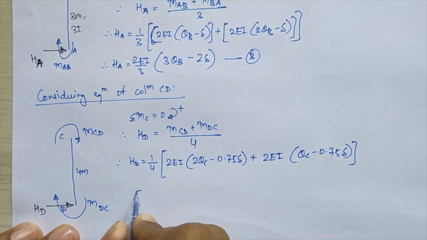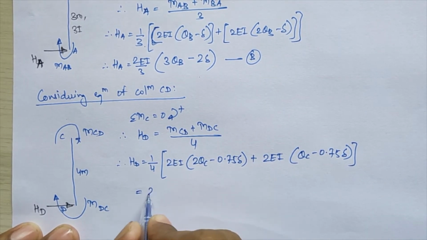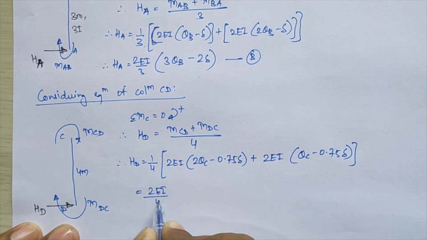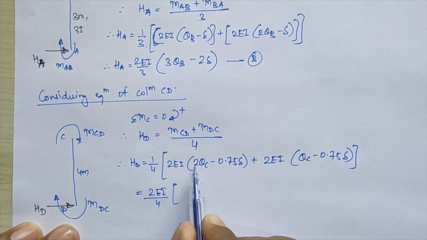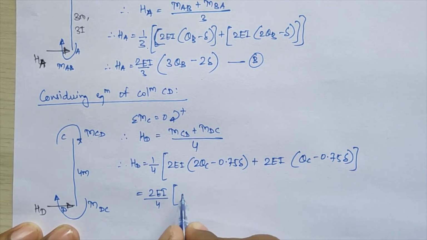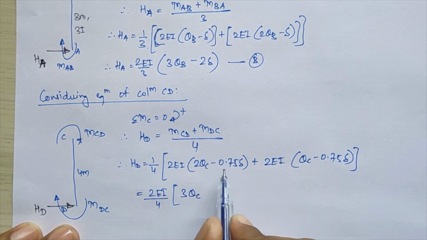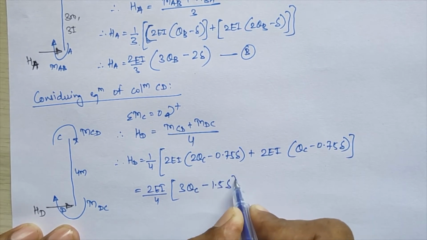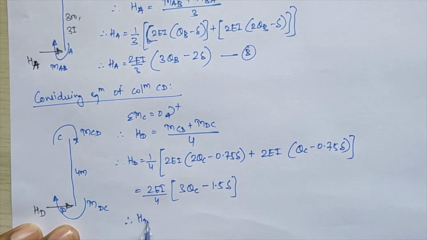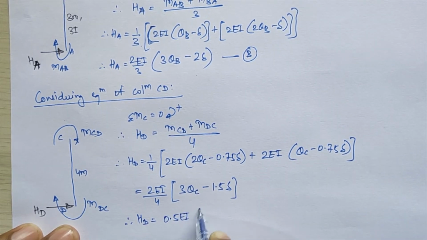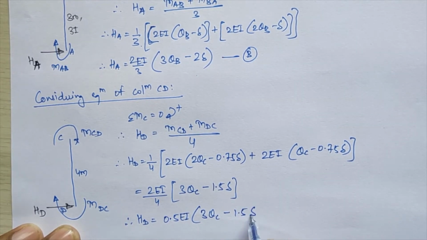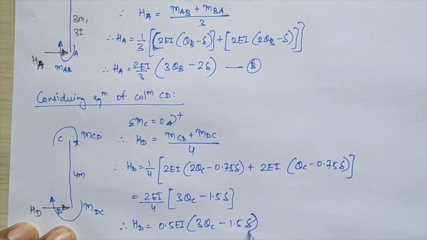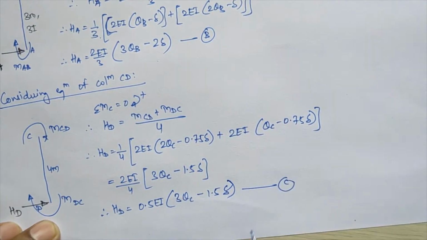If we simplify this, again I'll take 2EI common from this, so I'll get 2EI divided by 4 into bracket 2 theta C plus theta C, I'll get 3 times theta C, right, minus 0.75 minus 0.75, I'll get minus 1.5 times delta. So if you simplify this, HD I'll get as 2 by 4, that is 0.5 EI into bracket 3 times theta C minus 1.5 times delta, as my equation number C over here.